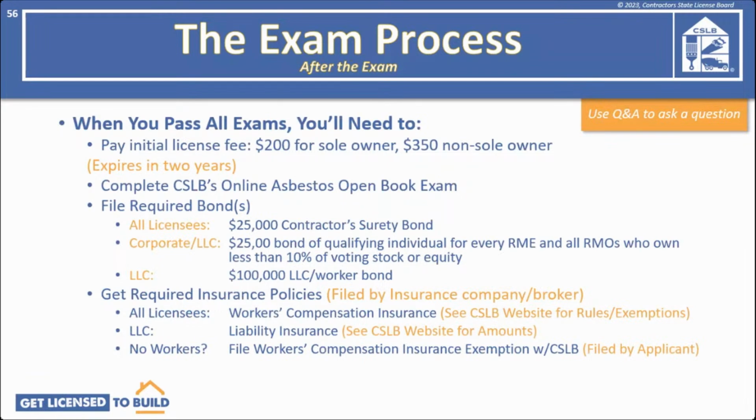After you pass your exams, what happens next? First, you'll need to pay your initial license fee, $200 for a sole owner license and $350 for a non-sole owner license. That will be good for 2 years. You'll also need to complete an online open book asbestos exam. Plus, you'll need to file your required $25,000 contractor surety bond and possibly some other bonds depending on what type of business entity you'll have.